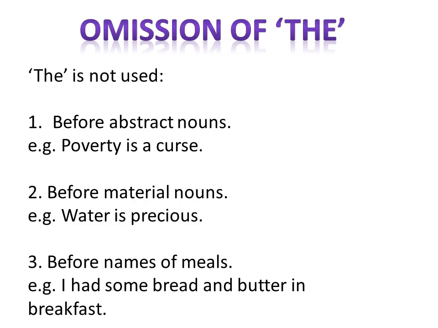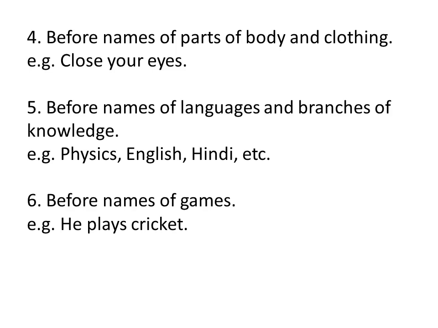Point number 3, before names of meals. For example, I had some bread and butter at breakfast. Point number 4, before names of parts of the body and clothing. For example, close your eyes. Point number 5, before names of languages and branches of knowledge. For example, physics, English, Hindi, etc. Point number 6, before names of games, for example, he plays cricket.